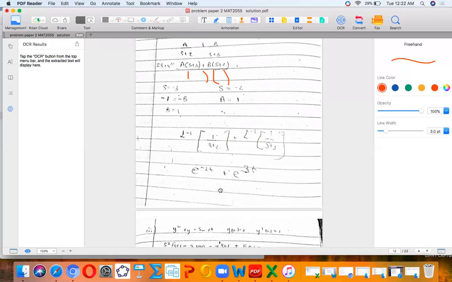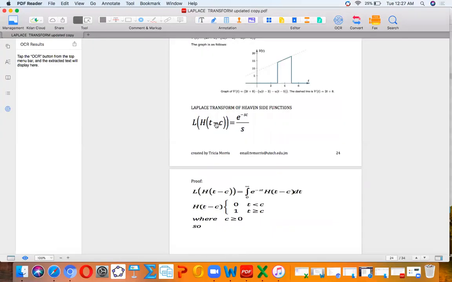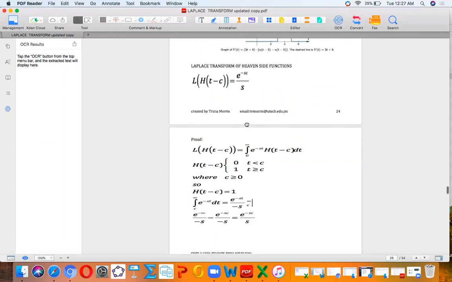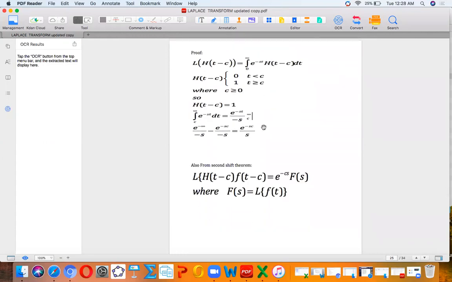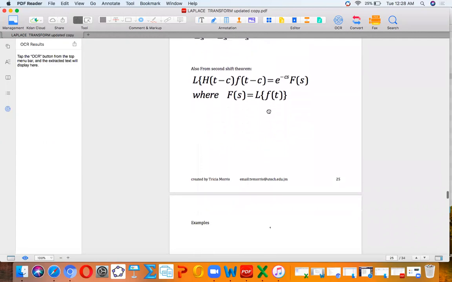And you can always look back on it. H of t minus c is an exponential raised to the power minus sc, or some persons have cs, while the s here is coming from 1 over s, so we know the Laplace transform of 1 is 1 over s. So really and truly, it is coming from the second shift, where we know the Laplace transform of h(t minus c) is e to the minus sc, and we find the transform of the f function.